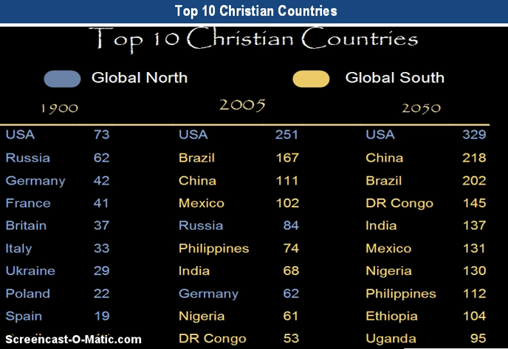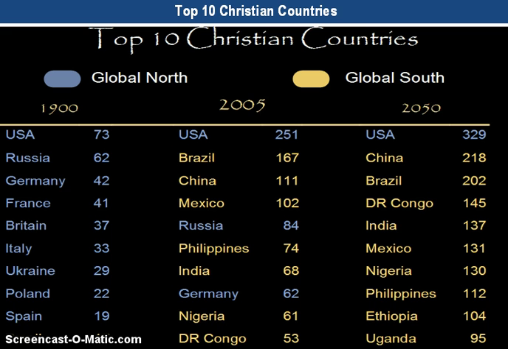This table shows us at the country level the growth that has taken place over time. You can see that the U.S. in 1900 had 73 million Christians, and it was #1 among all the countries of the world. It's predicted it'll stay that way through 2050. But as far as the other countries on that first list are concerned, all of those in blue, only 3 appear in 2005, and the U.S. is the only one in 2050.